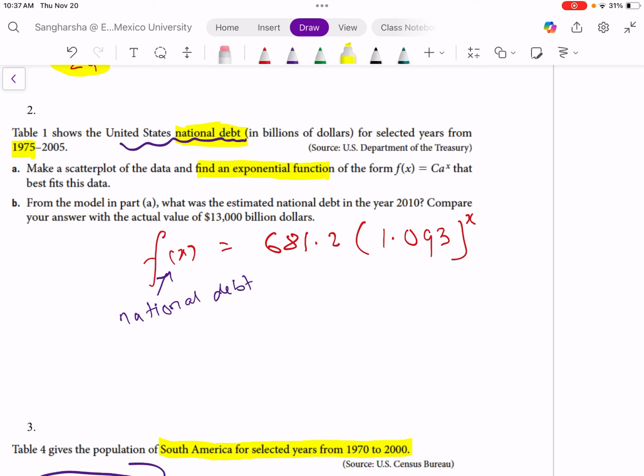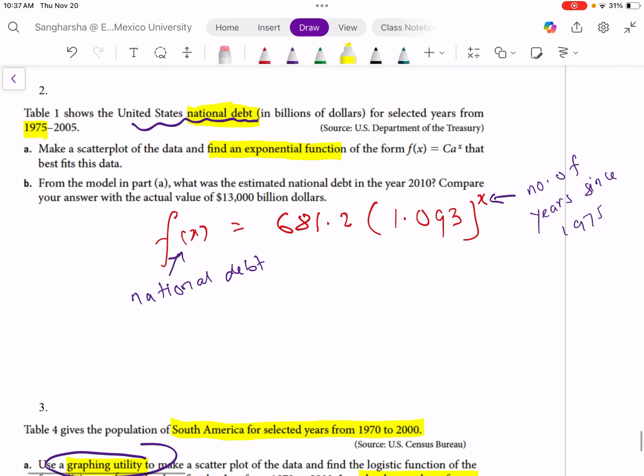So x should be the number of years since 1975. Okay, x is the number of years since 1975. Now let's do the second part. What was the estimated national debt in 2010?